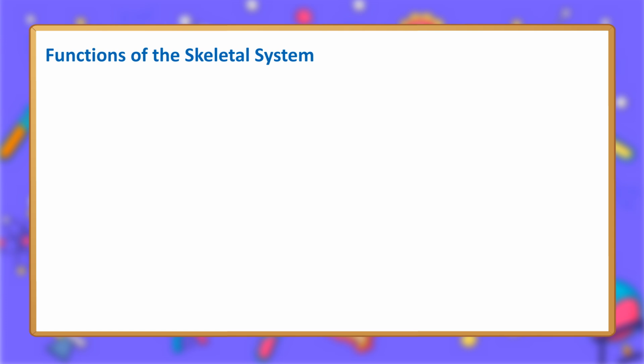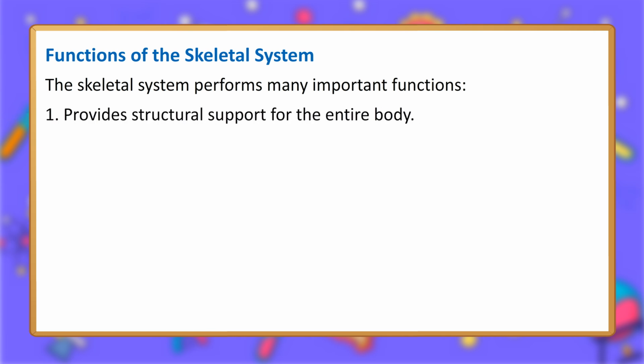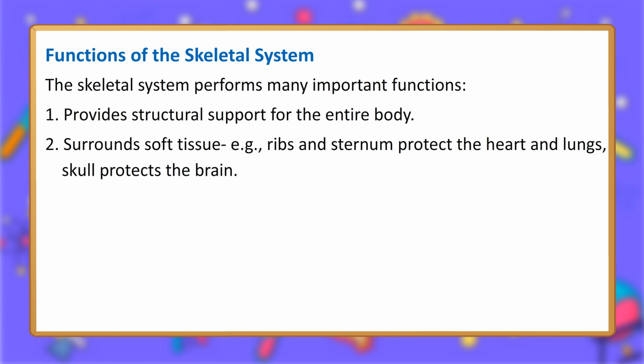Functions of the skeletal system. The skeletal system performs many important functions. 1. Provides structural support for the entire body. 2. Surrounds soft tissue, for example, ribs and sternum protect the heart and lungs, skull protects the brain. 3.